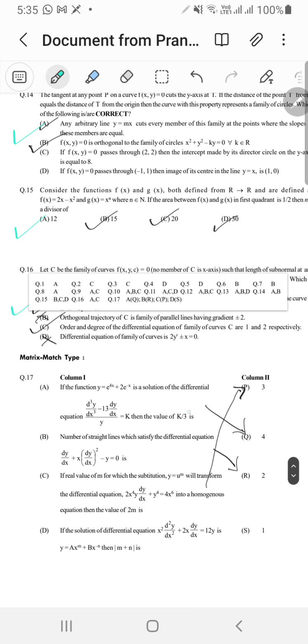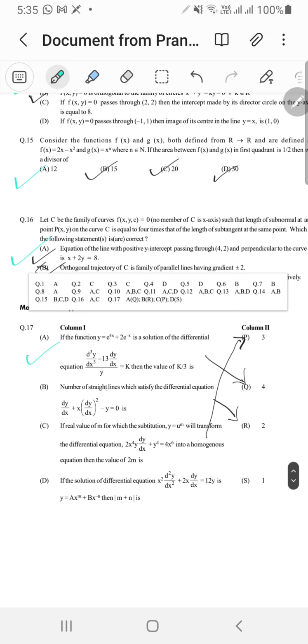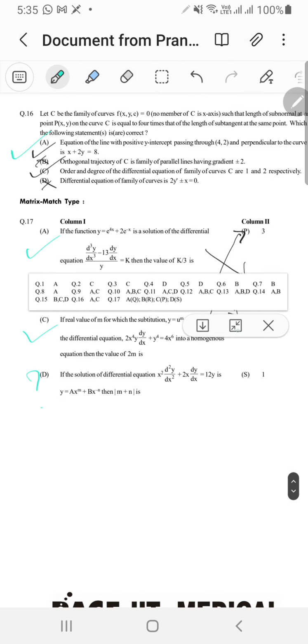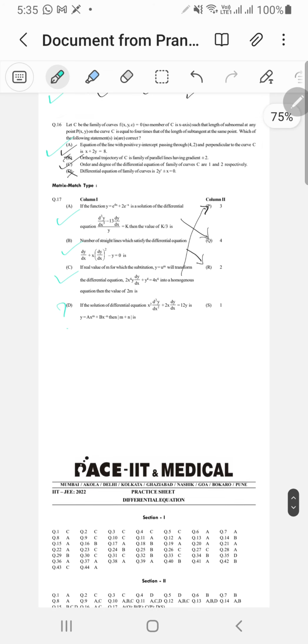17th A to Q, that's right. B to R, that's also right. And C to P, and D to S, I don't know about that. That was it. All right, I'll see you later.